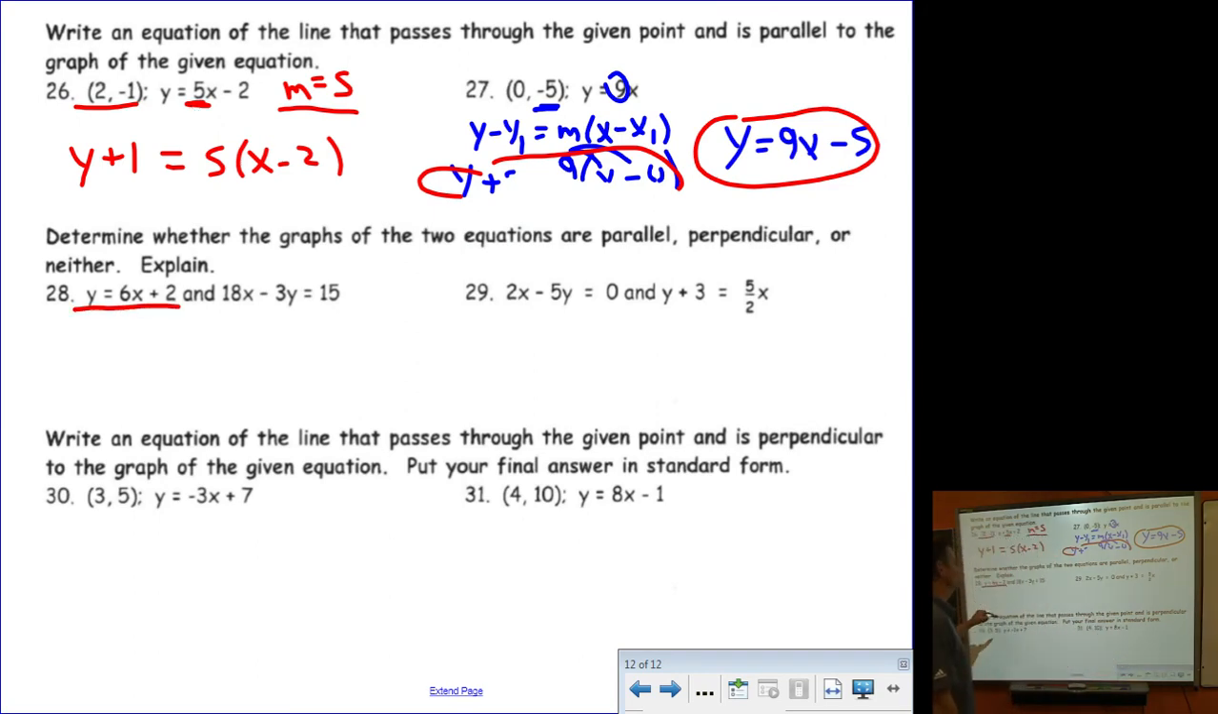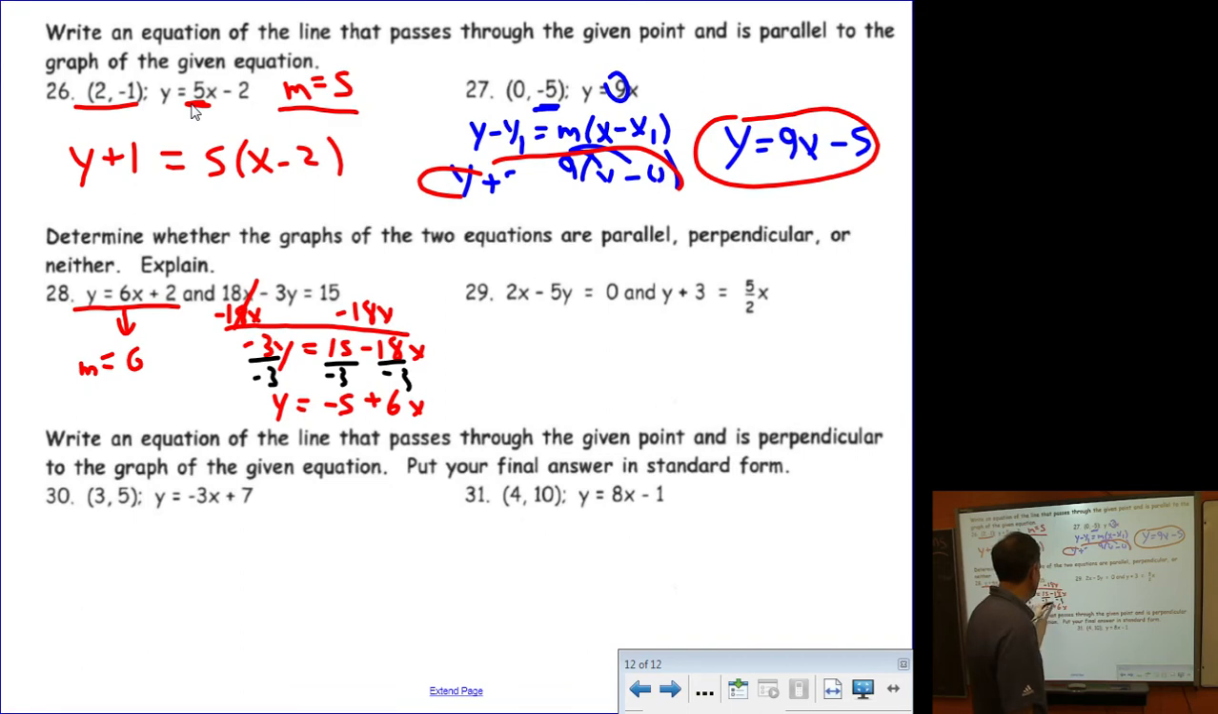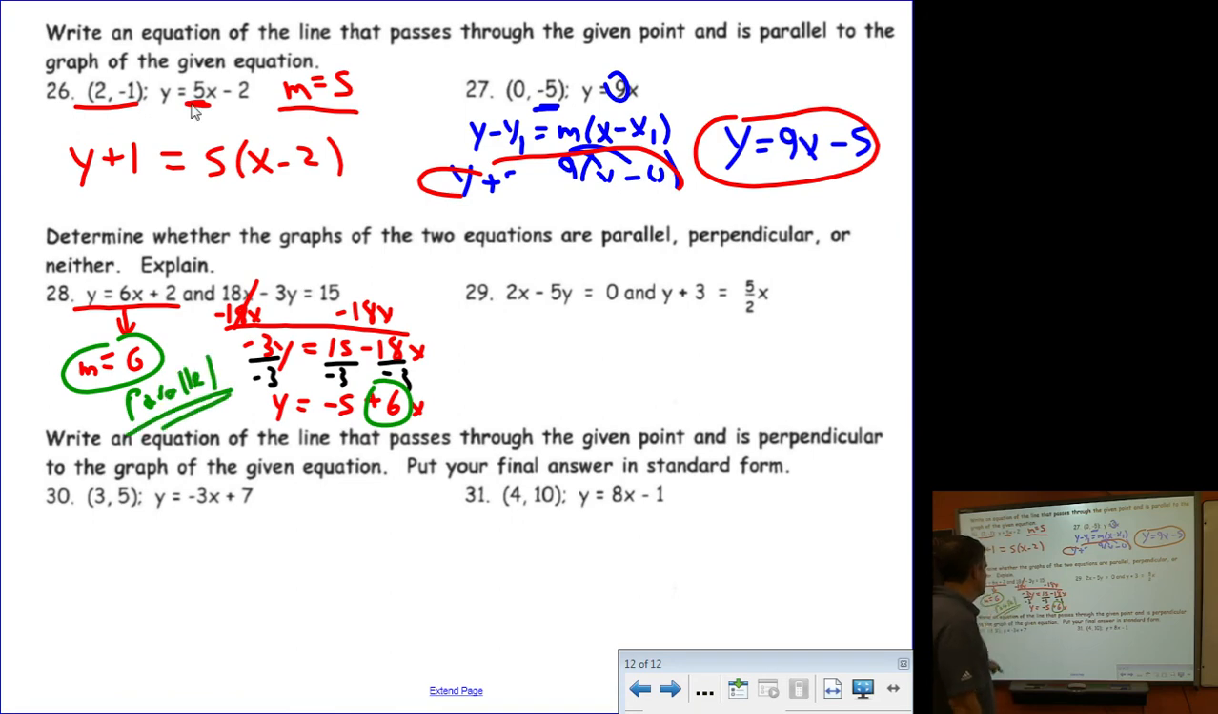This equation is in slope-intercept form. Its slope is 6. This one is not, so first I might subtract 18x from both sides, giving me negative 3y equals 15 minus 18x. Then I would divide by negative 3, and I would get y equals negative 5 plus 6x. And it turns out that the slope of this line is 6. So both slopes are 6. These lines are parallel.